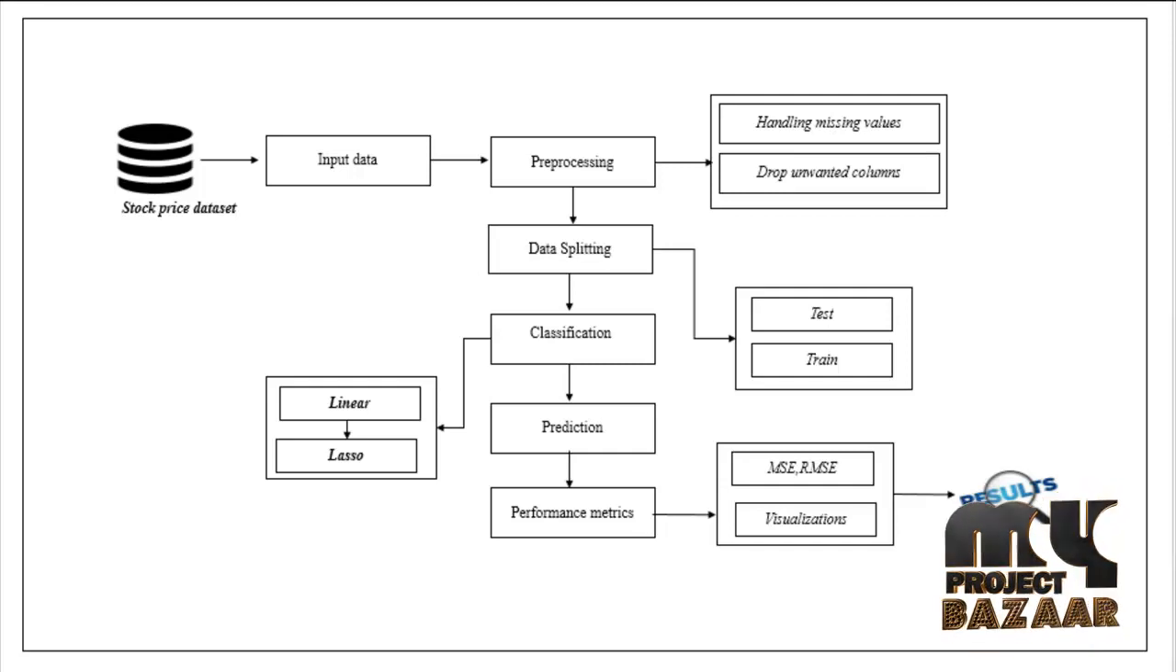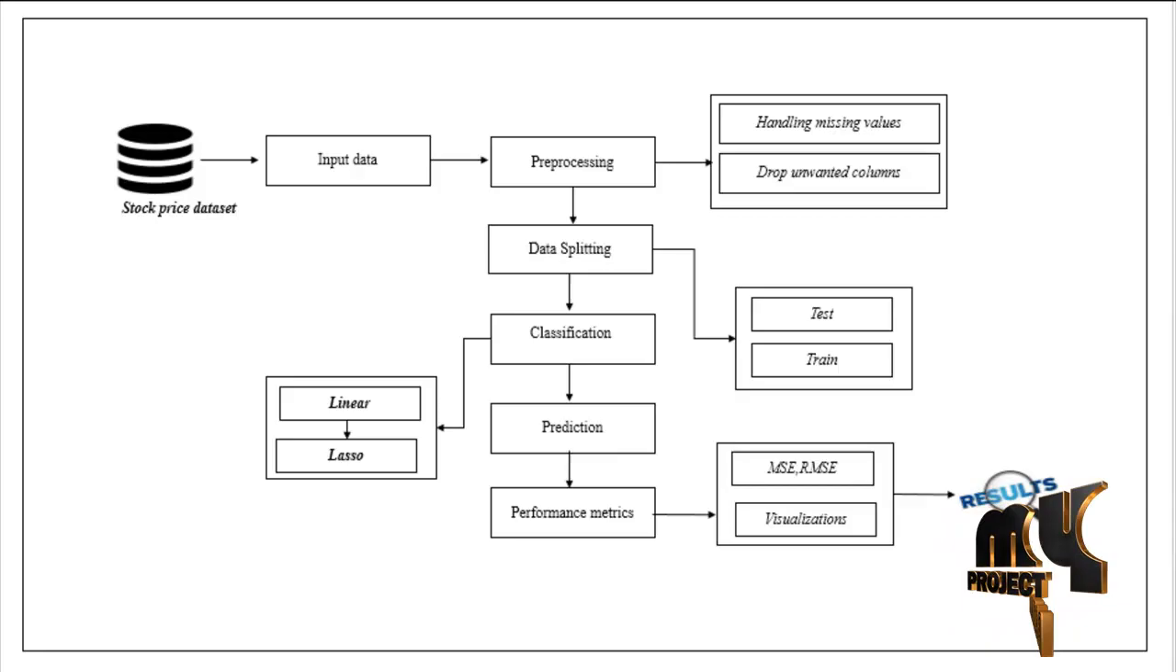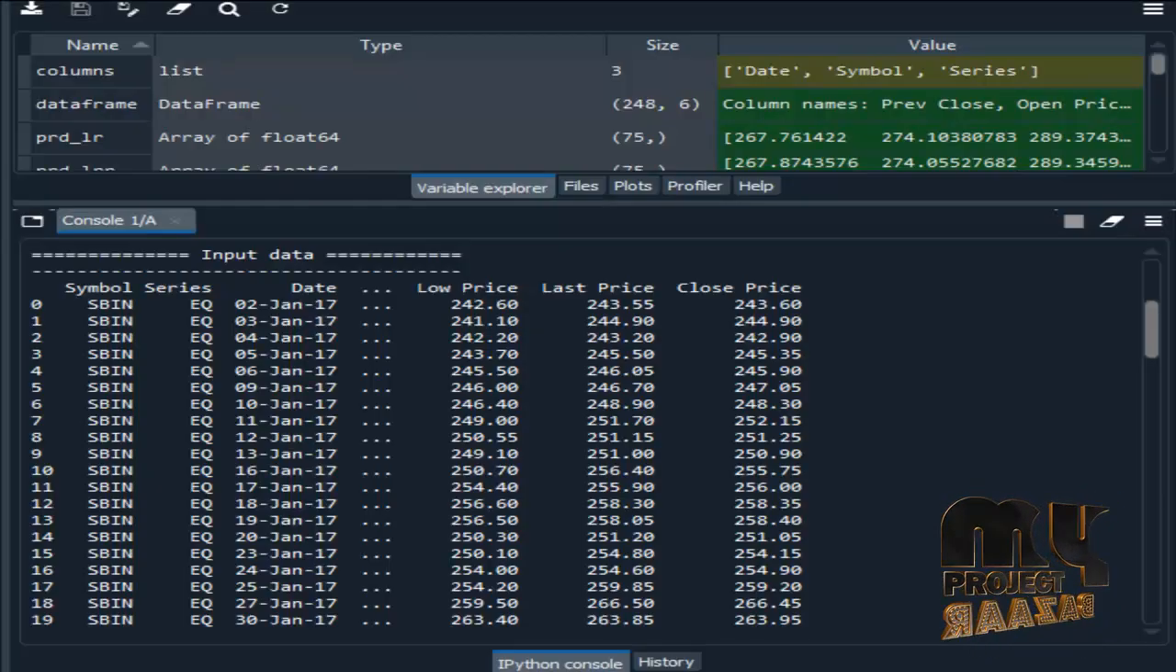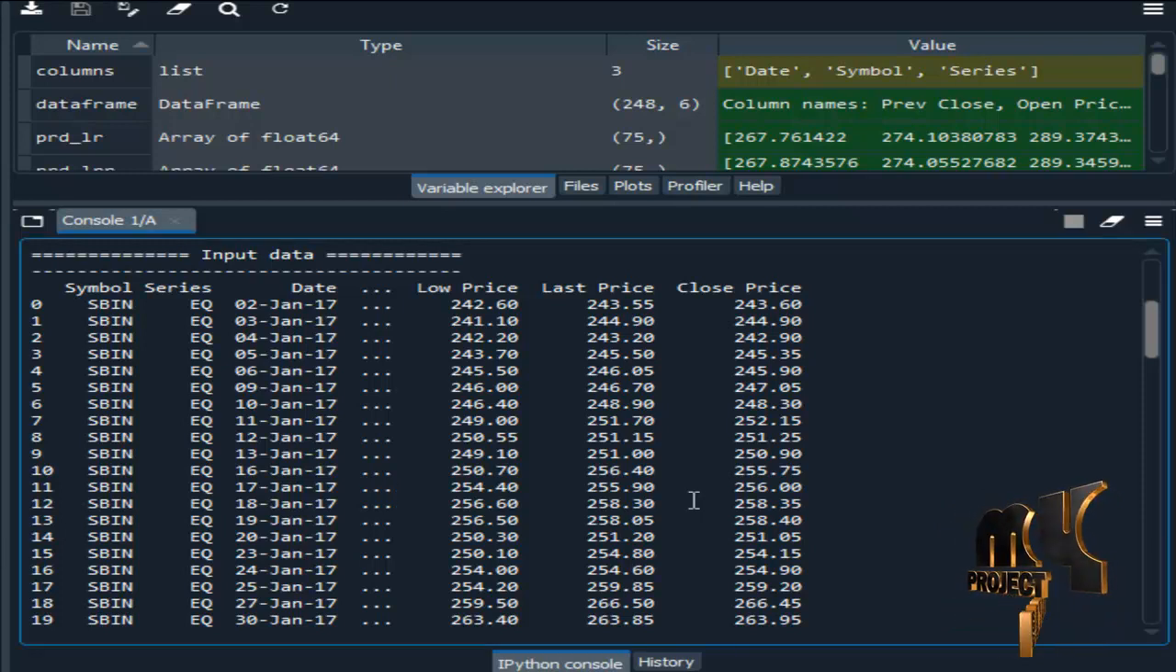After that we have to estimate some performance metrics like error values, that is MSE and RMSE, mean square error and root mean square error. Then finally we have to visualize the prediction in the form of a graph. So this is the flow of our process. Now we are going to see the result, that is the demo part, our output.